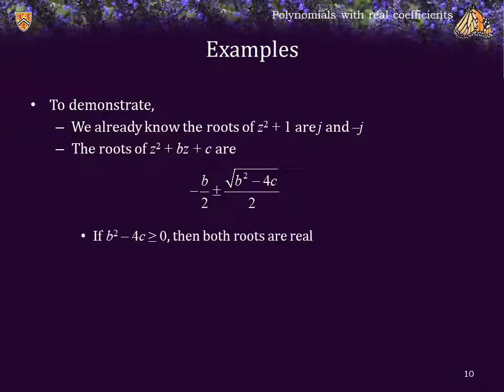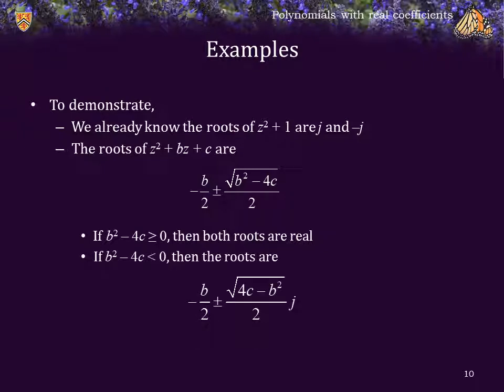Okay, now if b squared minus 4c is greater than 0, then both roots are real. If b squared minus 4c is less than 0, then 4c minus b squared is greater than 0, and we see therefore the roots are negative b over 2 plus or minus a real coefficient times j. Well, when you have negative b over 2 plus that coefficient times j, the conjugate of that is negative b over 2 minus that same coefficient times j. So yes, we see that with a quadratic, if the coefficients are real, then the roots are either real or they come in complex conjugate pairs.